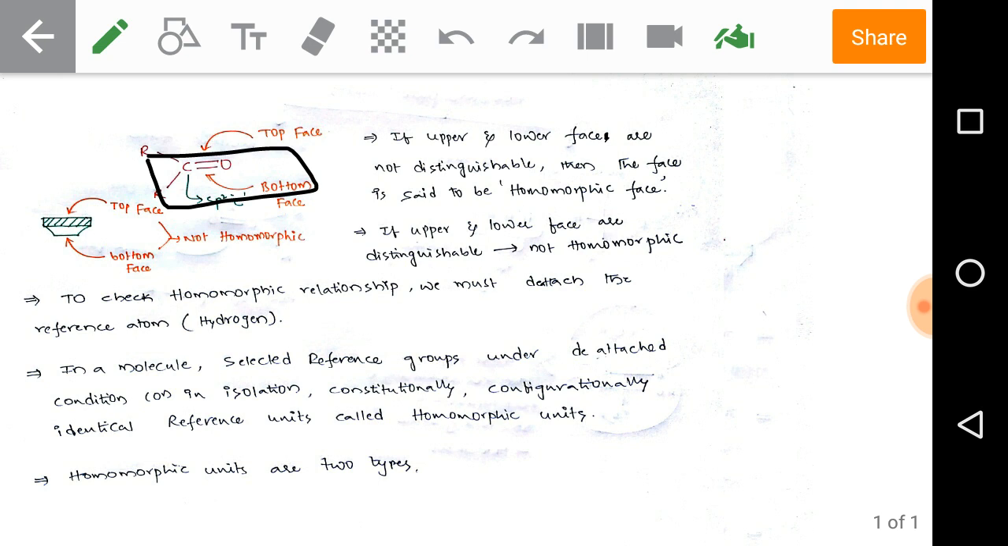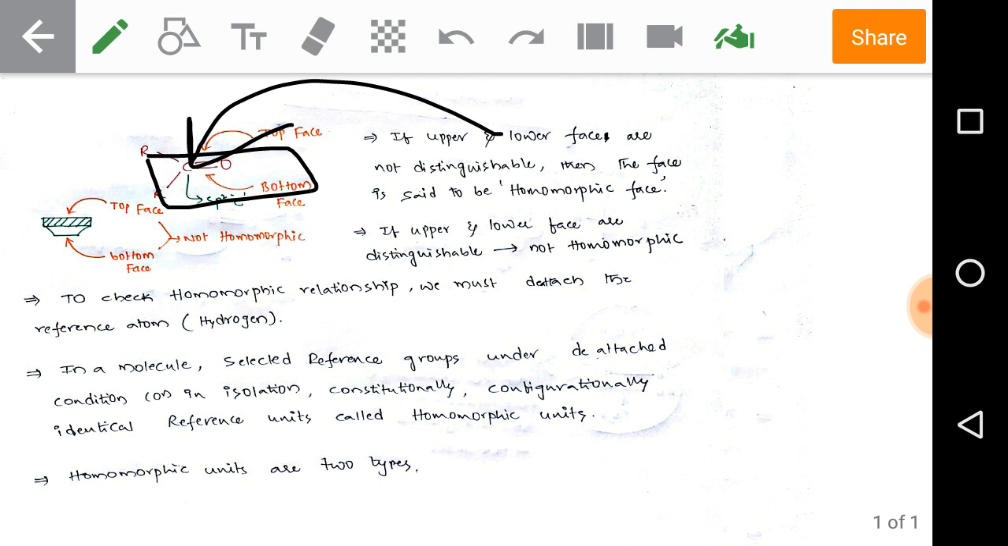So consider this is a plane. On the plane we have the carbon, the oxygen and two alkyl groups. From above the plane, we consider that as the top phase. If we add any nucleophile onto the carbon from the top phase, that means from above the plane.